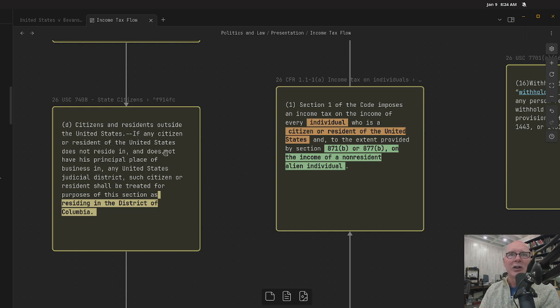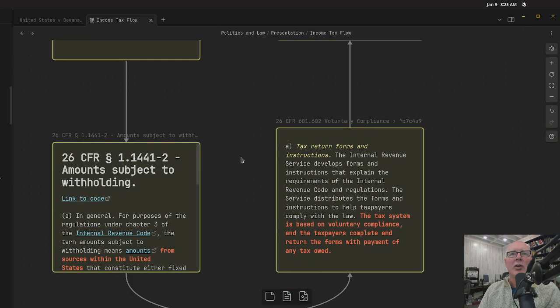If any citizen or resident of the United States does not reside in and does not have his principal place of business in any United States judicial district, then we're going to consider them to be residing in the District of Columbia. Well, why didn't it say residing in the United States? It specifically says the District of Columbia. So they have now conflated these two terms together to the point that United States and District of Columbia are the same thing, which we already know because of the definition they provided.